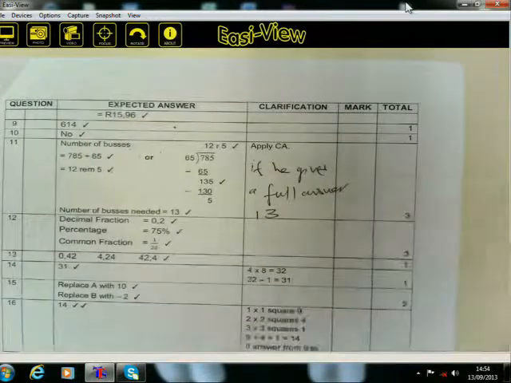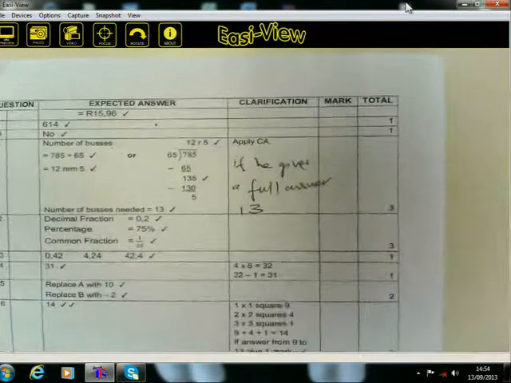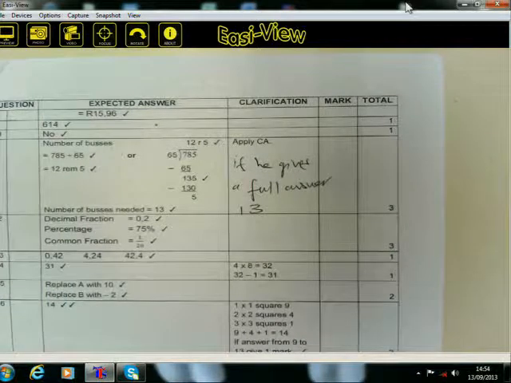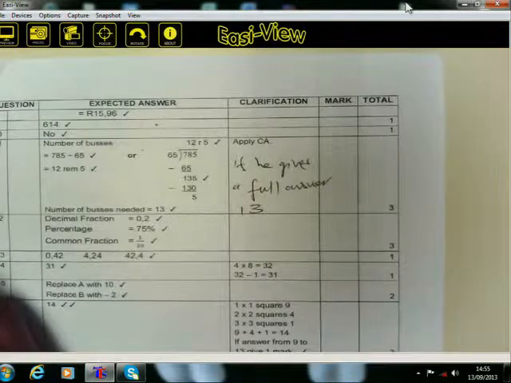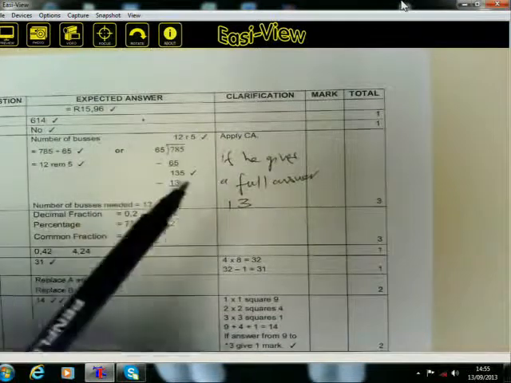Okay. Are you still with me, colleagues? I hope so. All right. Now let's go to number 9. I'll show you here and then go straight to the memo. Number 9.